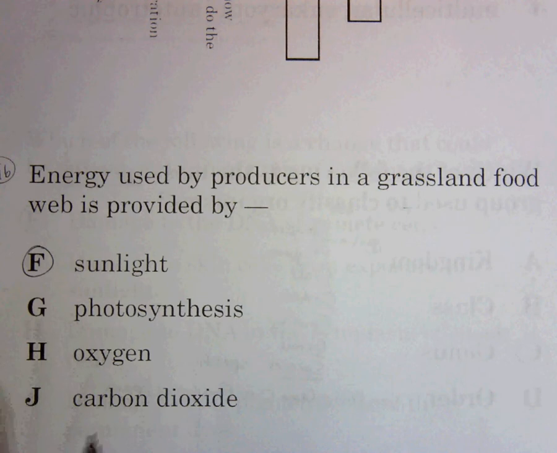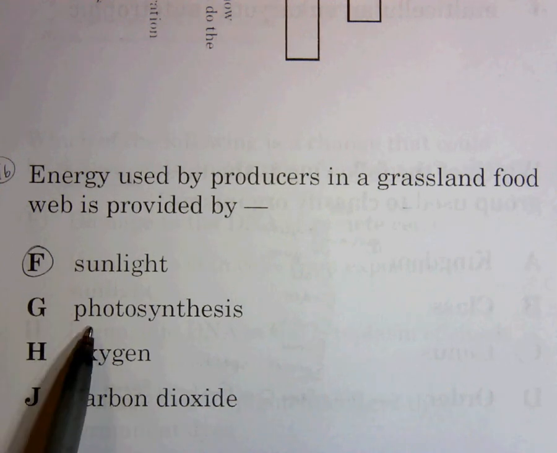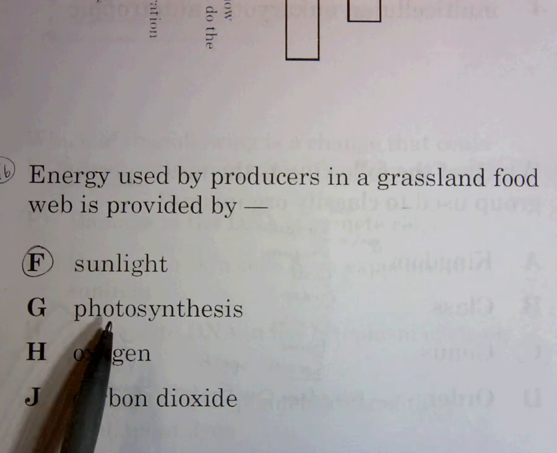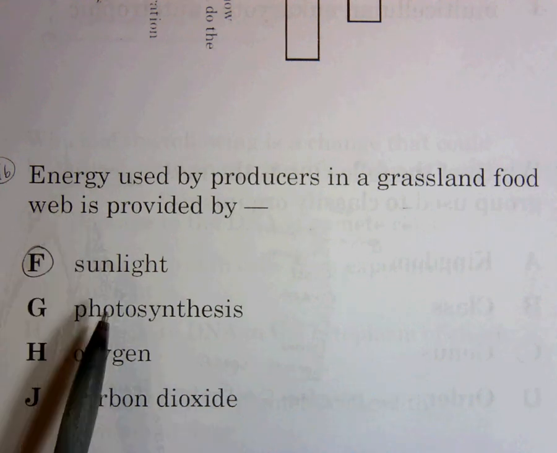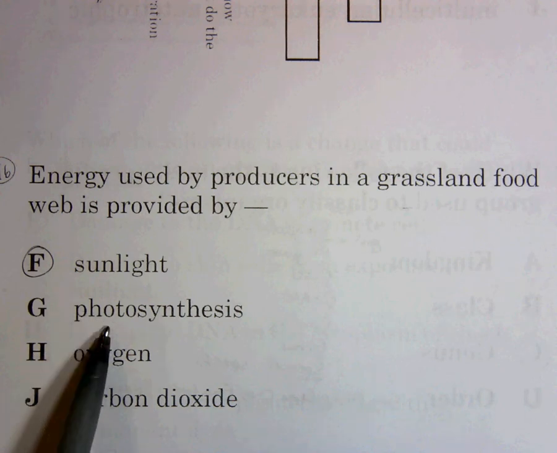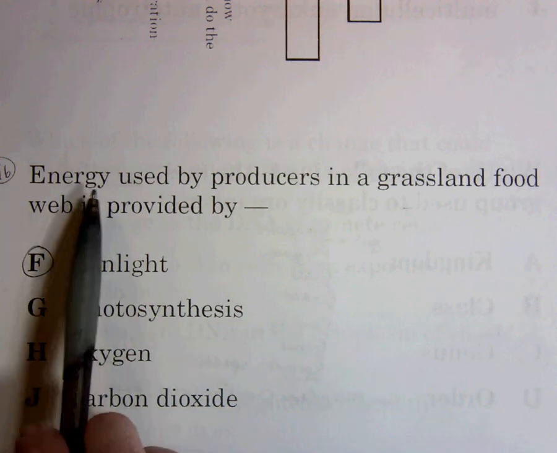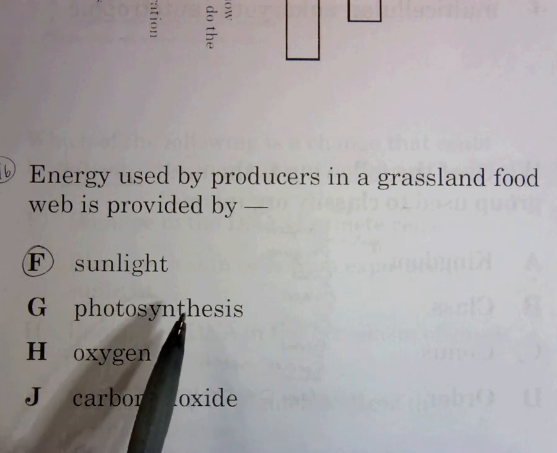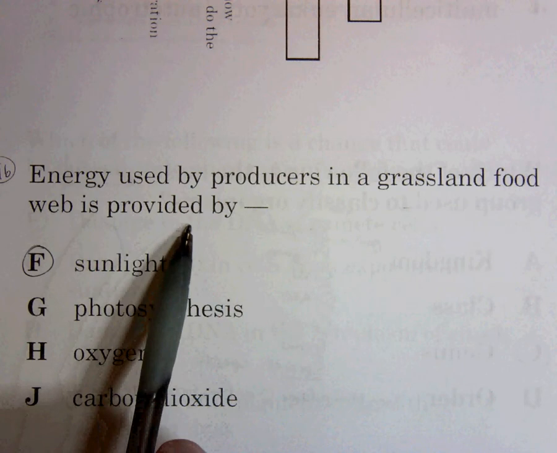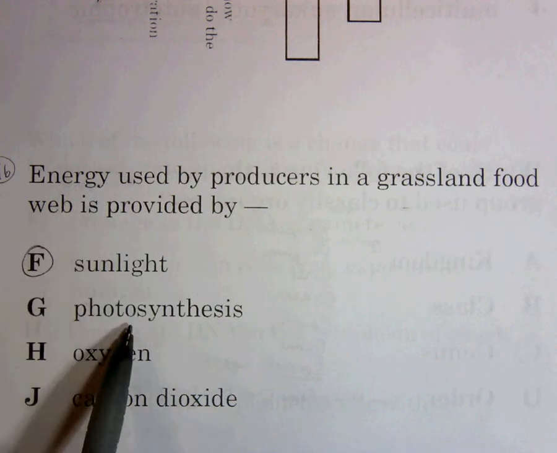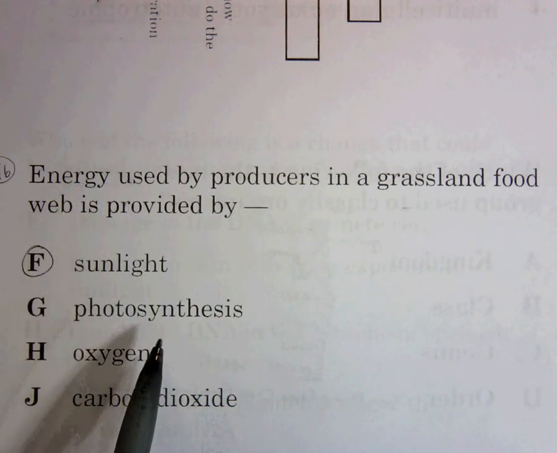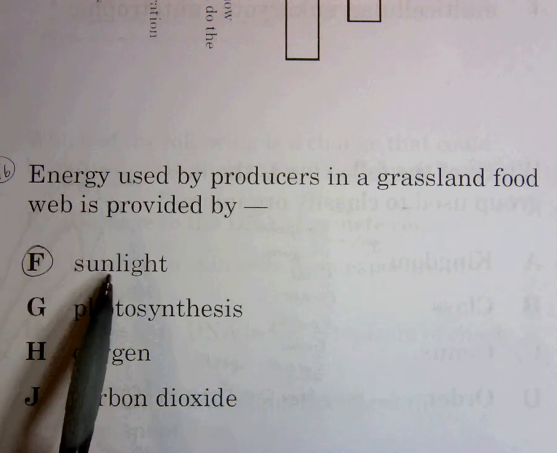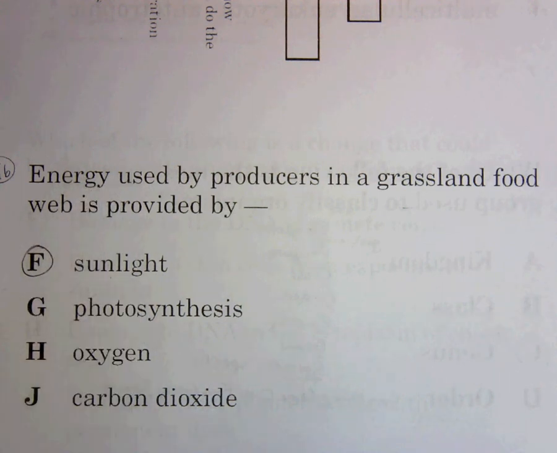Be careful. Answer choice G is photosynthesis, and that's very tempting for us to pick. But this is not where a plant gets its energy. Photosynthesis is the process in which a plant uses the energy to create its food. It is not provided energy by photosynthesis. Photosynthesis is a process of using the energy that we got from the sunlight to make simple sugars for the plant's growth and nutrition.